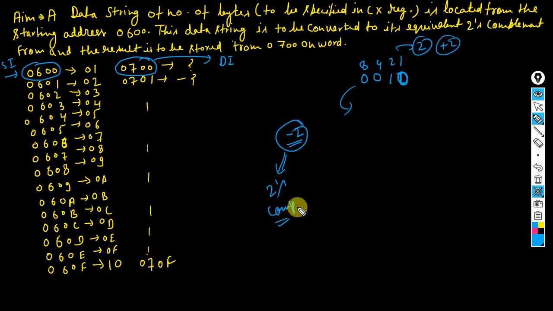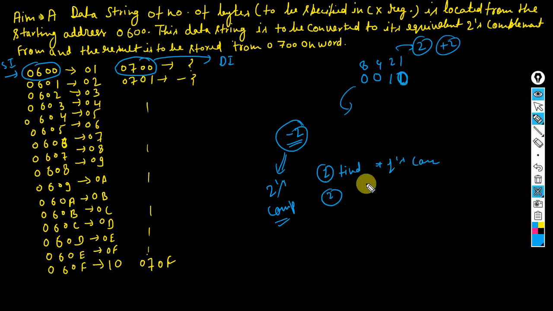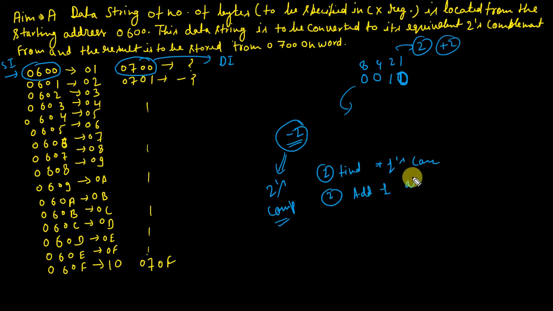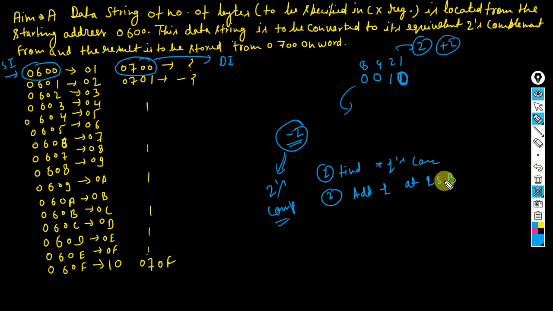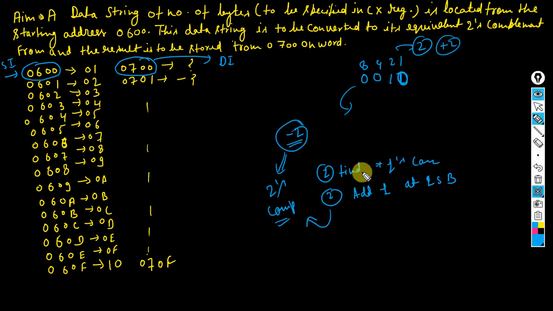For finding a 2's complement, the first step is to find the one's complement. The second step is to add 1 at the LSB, and you get the 2's complement. Okay, so let's start.